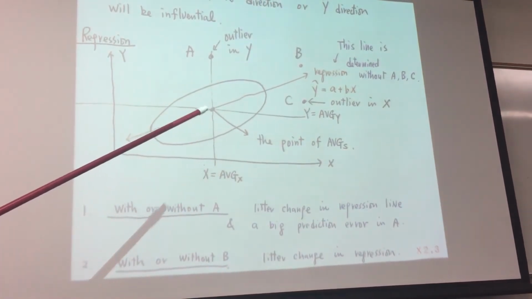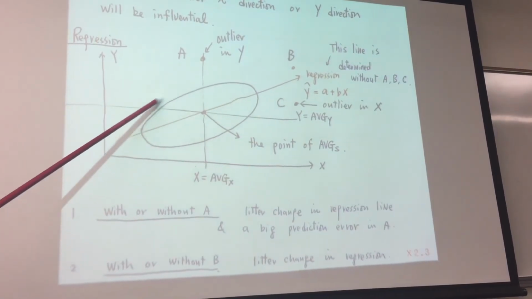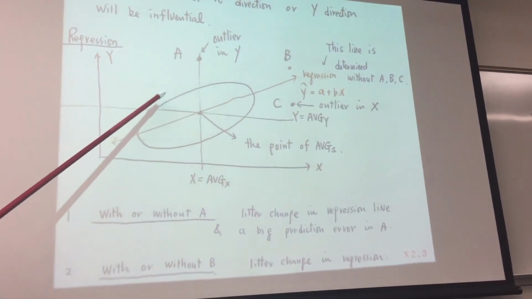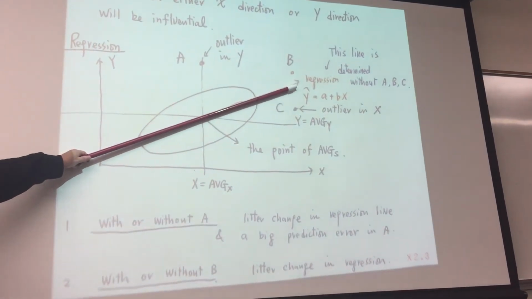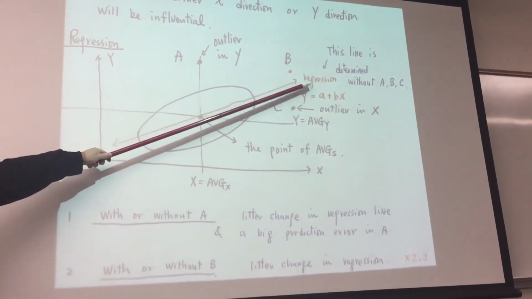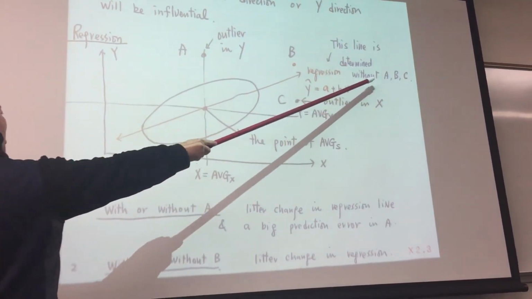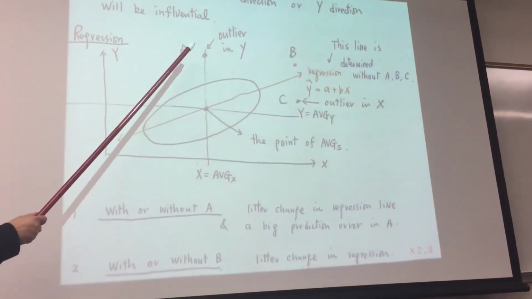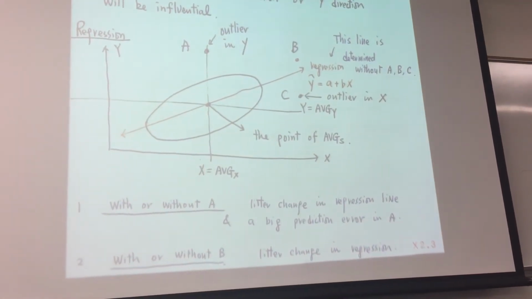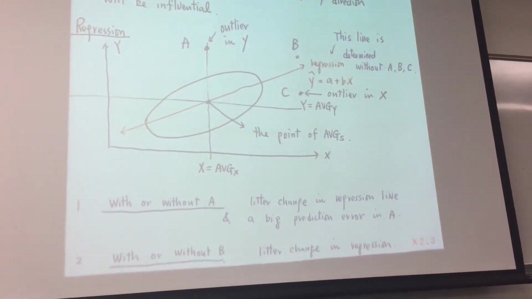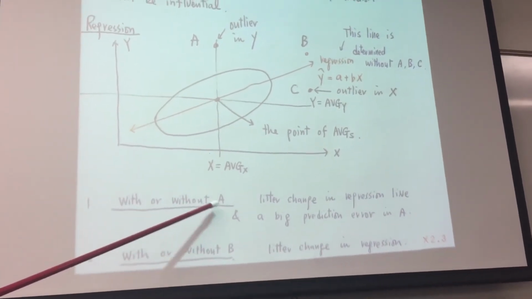Say people give you a data set, x1, y1 up to xn, yn. You make a scatter plot and find it is football shaped. So you fit the data set with a line and say this is the regression line, okay? This regression line is determined without points A, B, C. We're going to add a point each time to study how it affects the regression line. The first case is with or without A, okay?